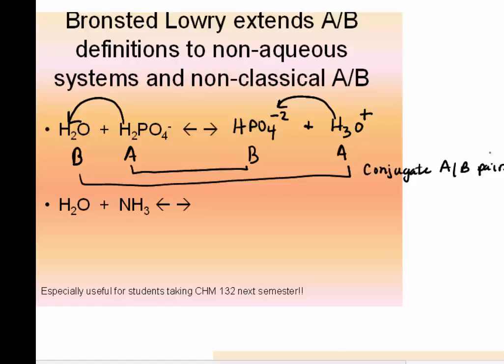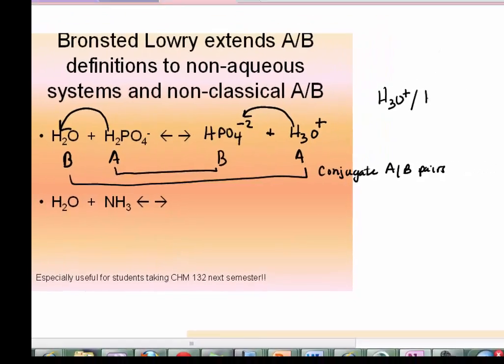And if you look at my conjugate acid-base pairs, I've got H3O+ as an acid and H2O as a base. And I also have H2PO4- as an acid and HPO4 2- as a base. You should be able to see that the only difference between these is the number of hydrogens and the charge.